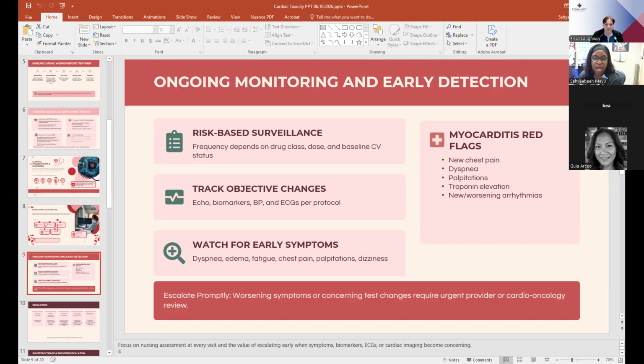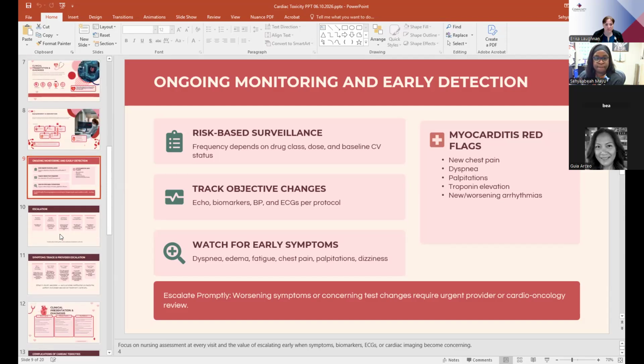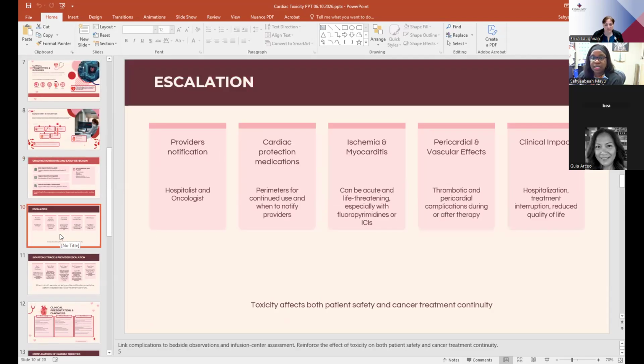So we're focusing on nursing assessment at every shift, and we want to escalate any early symptoms that are indicative of biomarkers, their ECGs, or their echo. How we escalate, we want to make sure, again, we are providing information to both hospitalists and oncologists. We are looking at cardiac protection medications, parameters, it should say, for continued use, and when to notify providers.